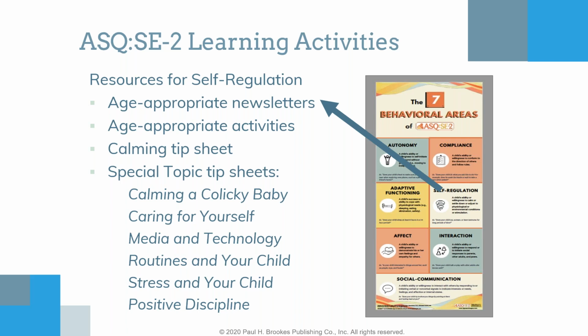Another way the learning activities are organized is by area. Those of you that have been to training or read the user's guide know there are 7 behavioral areas of the ASQSE2. Self-regulation is one that often comes up as a challenge for folks. So you can also look at an organization that way. What you may be looking at is what's typical, the newsletter, activities, and then the calming tip sheet would be one that you might choose if a child was really experiencing issues with self-regulation. Some of the other topic tip sheets are calming a colicky baby, caring for yourself, media and technology, routines, stress, positive discipline. So those would be some of the different resources if you're looking by behavioral area, how you would organize that information.